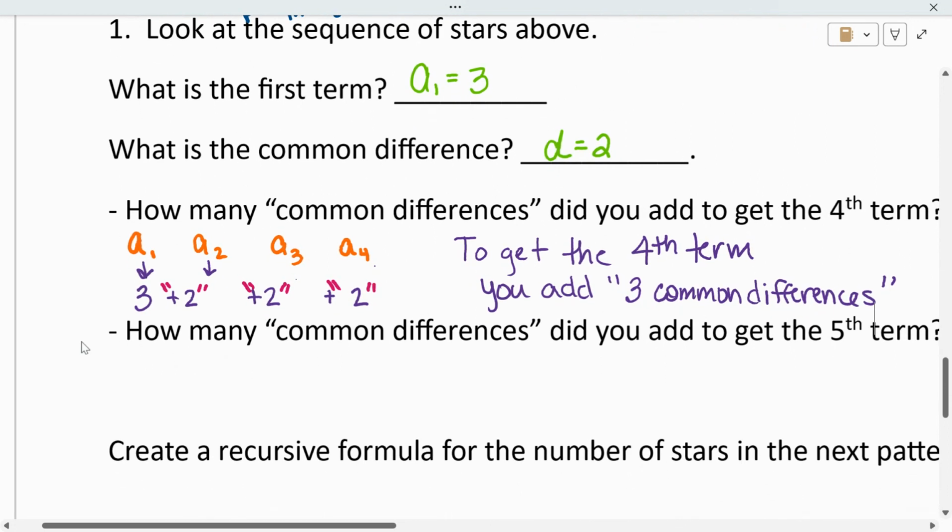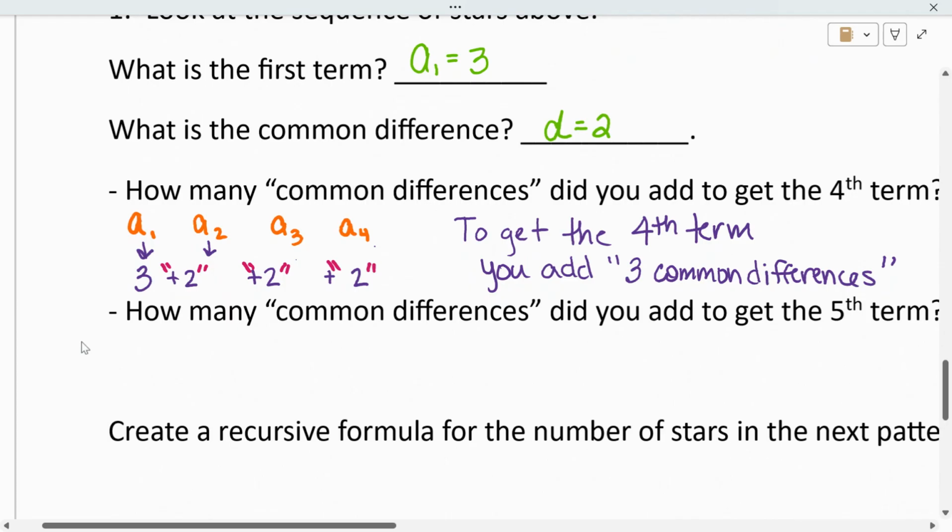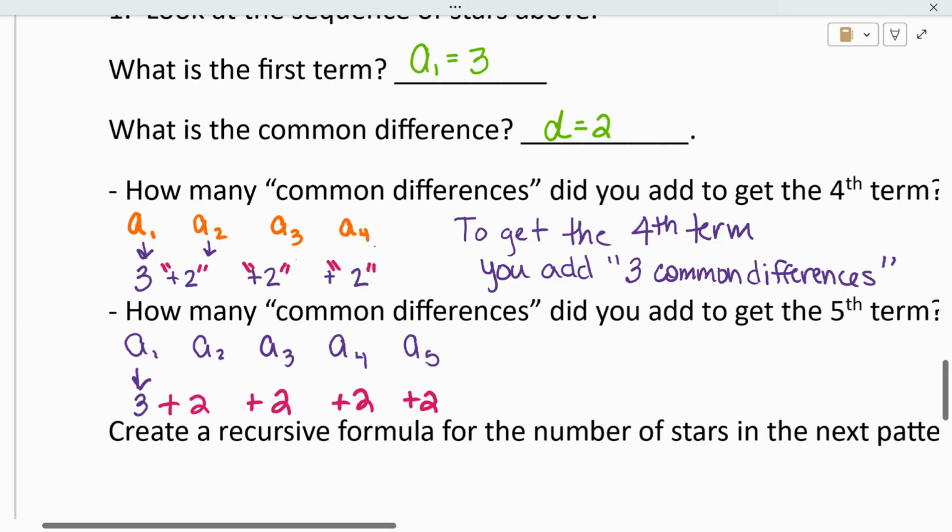How many common differences do you add to get the fifth term? Let's see. I have a sub 1, a sub 2, a sub 3, a sub 4, a sub 5. So I take my first term, which is 3, and then I have to add 2, add 2, add 2, and add 2. So how many common differences do I add to get the fifth term?